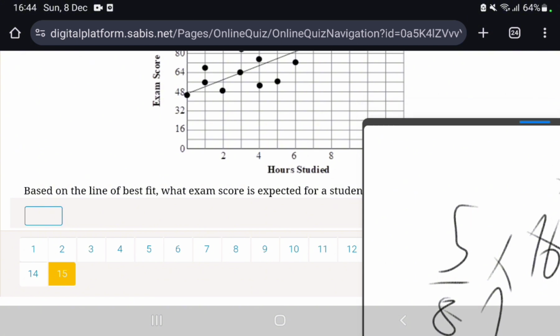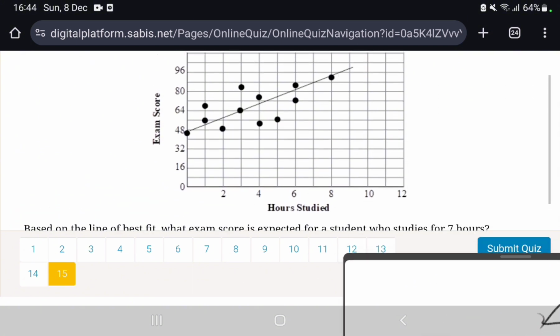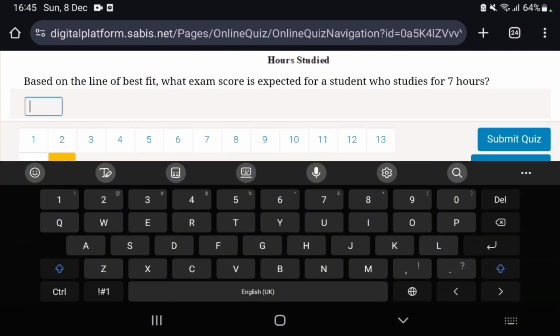Based on the line of best fit, what exam score is expected for a student who studied for 7 hours? So we go to the graph and we find 7, which is between 6 and 8. And then we go up to find out where it intersects the line, which will be at 88.